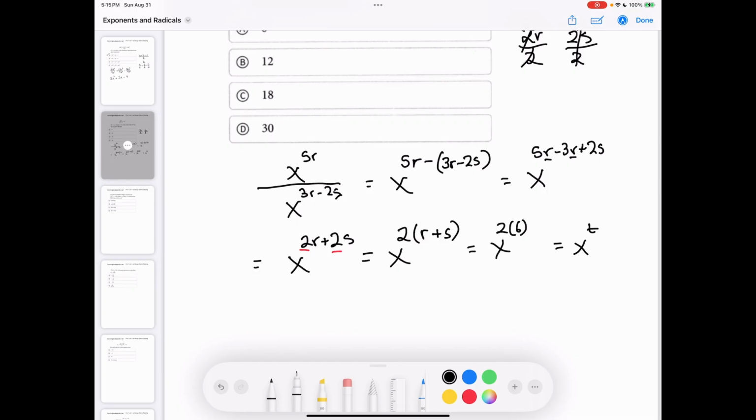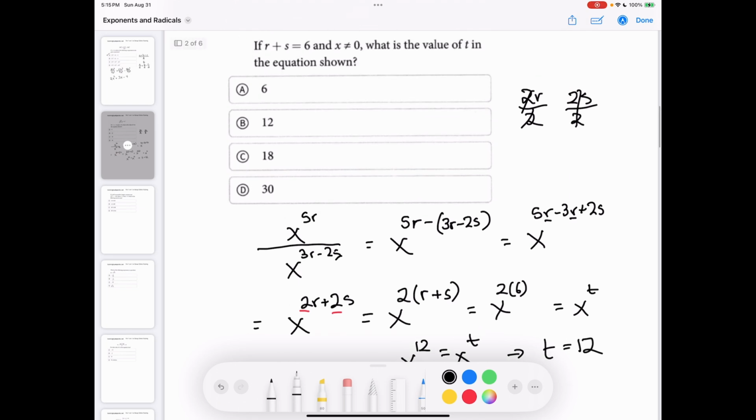And if I evaluate that, that means I have x to the 12th power is equal to x to the t, okay? And if you just compare the left and the right side, I can deduce that t is equal to 12. And that means that our answer is B, okay?